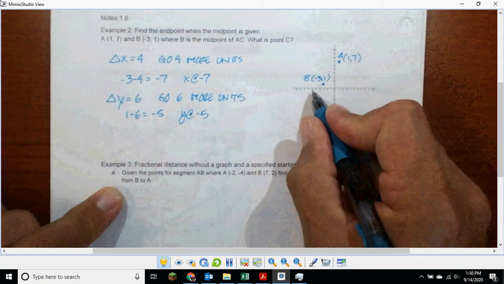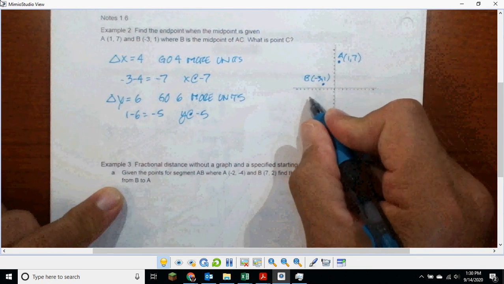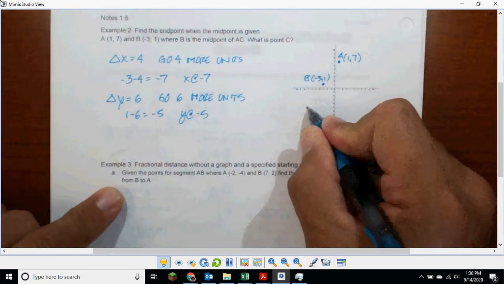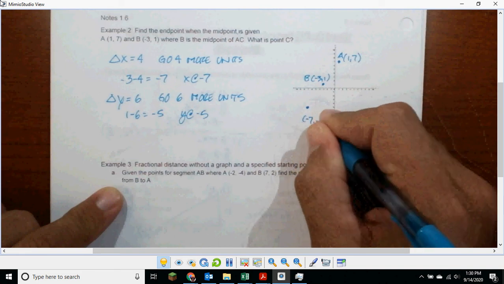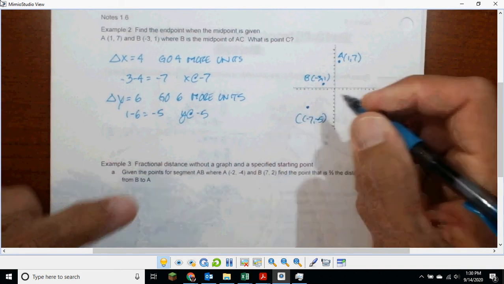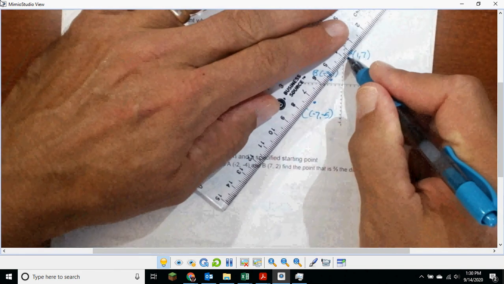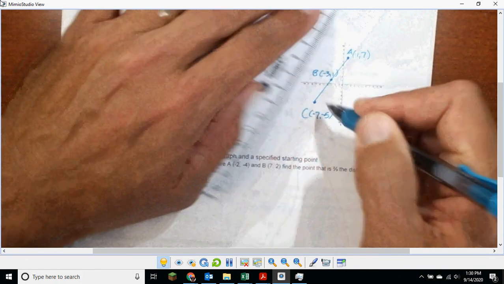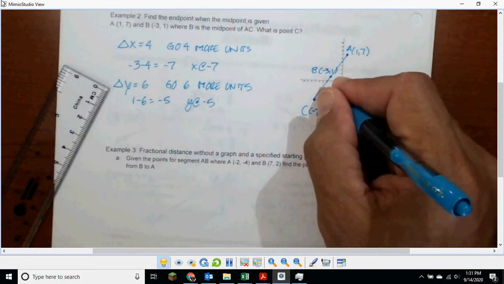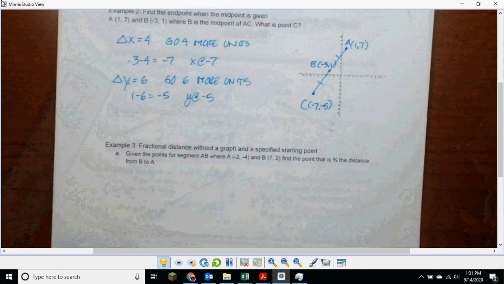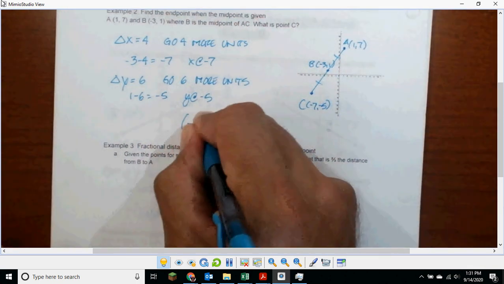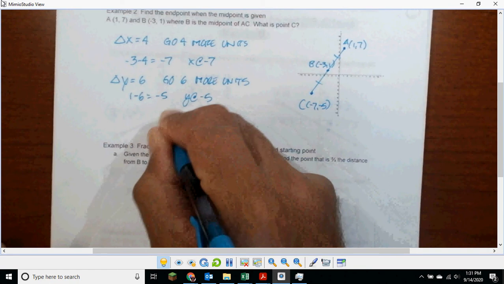So I'm saying right along in here, -7, -5. That's my C. And if I plot these guys out, they look like they're all three in a line. These two portions look congruent. So I'm happy with my work. I think it's -7, -5 is my C.